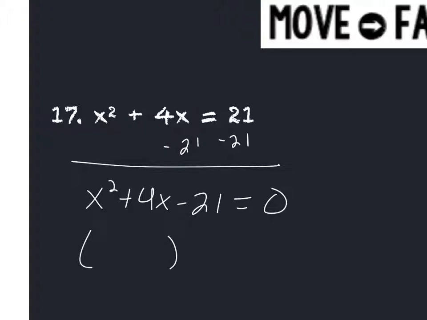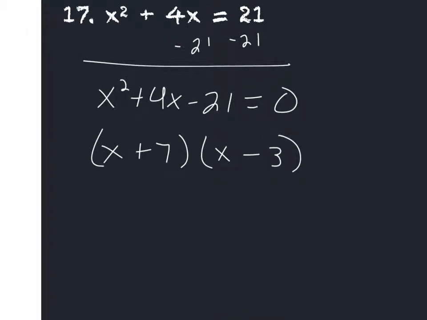So we're looking for two numbers that multiply and give us negative 21, and that would add and give us 4. And it's going to be a positive and a negative. So that's going to be a positive 7 and a negative 3, right? Positive 7, negative 3 would give you negative 21, and positive 7 minus 3 would give you positive 4.